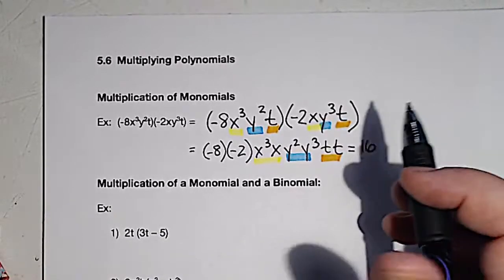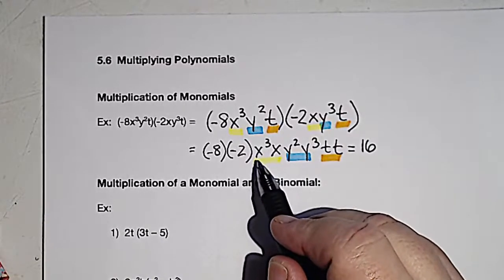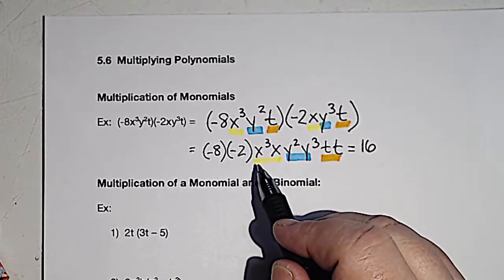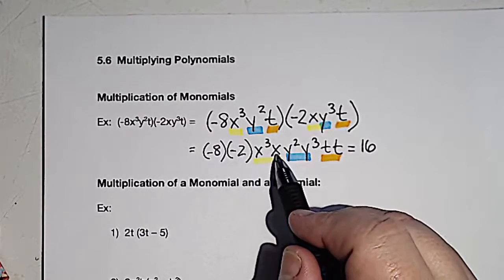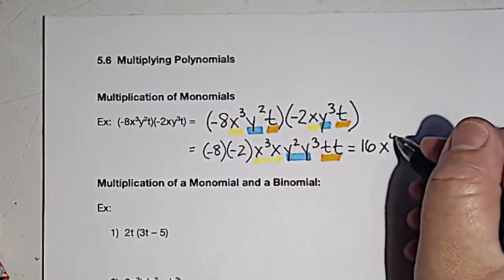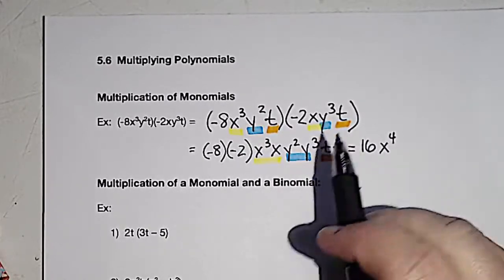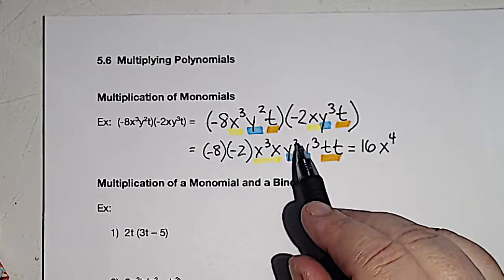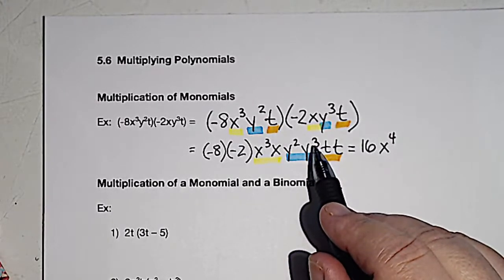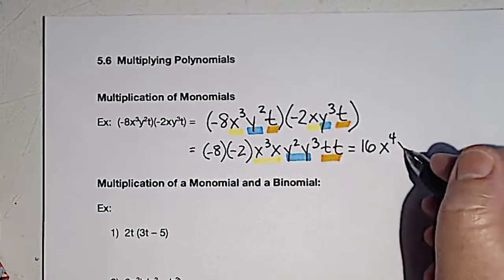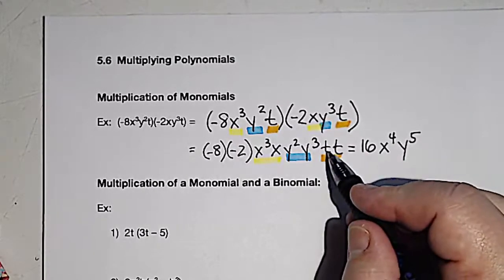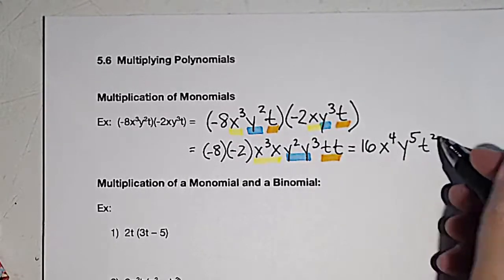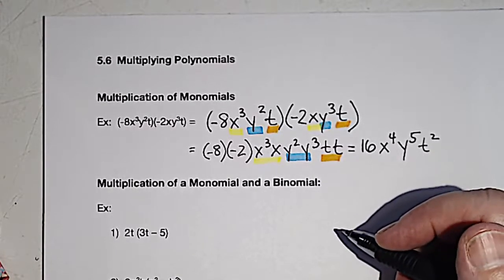Now, you've got to remember the formula. If I have x cubed times x, there are 3 x's here and 1 x there, so I've got x to the 4th power. Here I've got y squared, so 2 y's, and then y cubed, 3 more y's, so altogether y to the 5th. I added the 2 and the 3. And then t times t is just t squared. That's it. That's all you have to do.